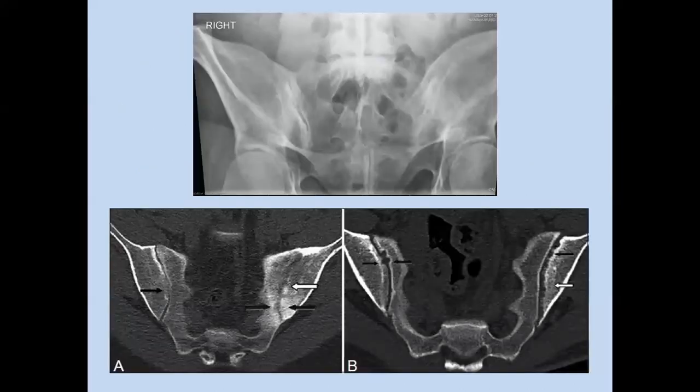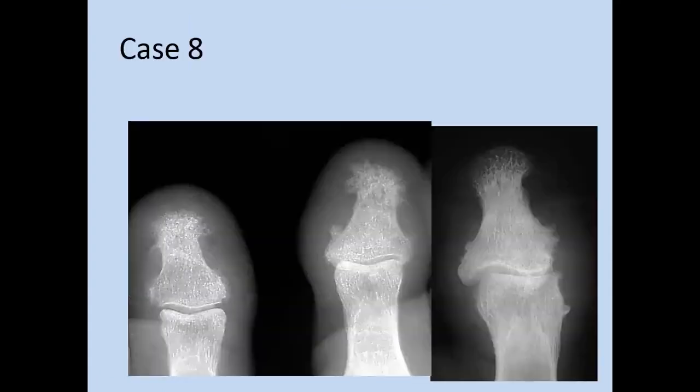And this is how it looks on radiographs. There is asymmetric sacroiliac joint involvement, and we see the same thing on CT. There are more diffuse erosions on the left side, fewer erosions on the right side, and this patient has more aggressive involvement on the left than on the right. So this is bilateral but asymmetric sacroiliitis, which goes with psoriasis.